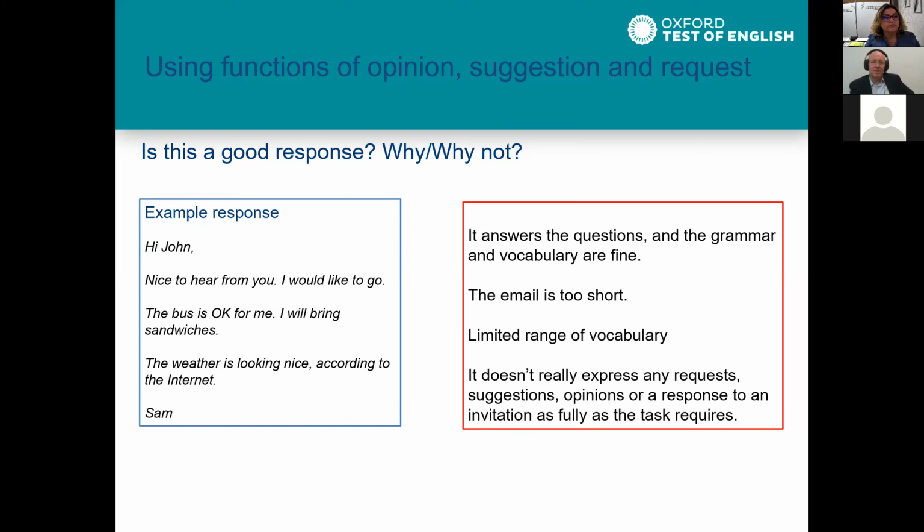Okay. The email is too short. Now you have to write between 80 and 130 words. So first, it's too short. One of the instructions was to write between 80 and 130. Okay, if you write something too short, you haven't obeyed the instructions. Now here we are, limited range of vocabulary. Here's that word range again. What does this mean? There's not much variety of vocabulary.